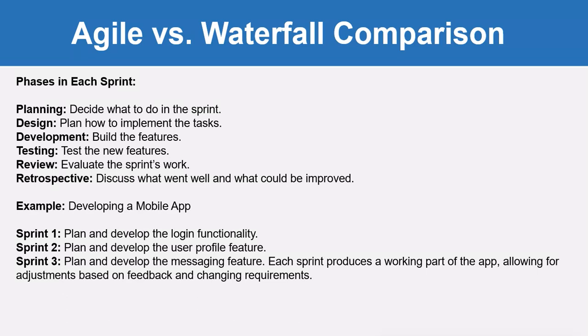An example is developing a mobile application. Sprint 1, plan and develop the login functionality. Sprint 2, plan and develop the user profile feature. Sprint 3, plan and develop the messaging feature. Each sprint produces a working part of the app, allowing for adjustments based on feedback and changing requirements.